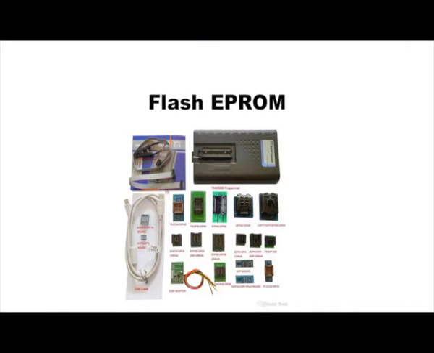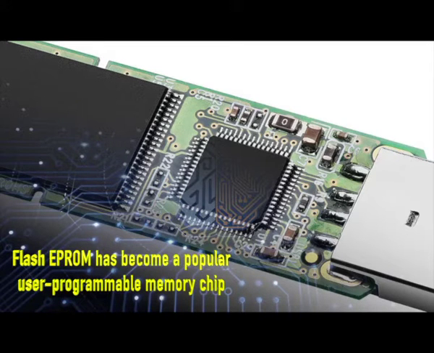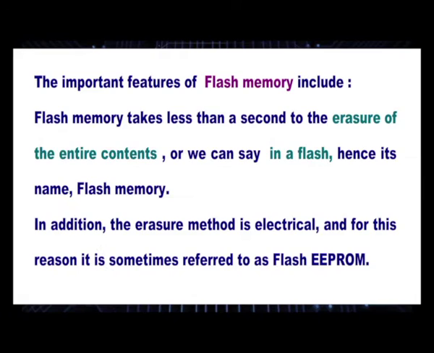Flash EEPROM. The next type of ROM is flash memory. Flash EEPROM has become a popular user programmable memory chip. The important features of flash memory include: first, flash memory takes less than a second to erase its entire contents, or we can say in a flash, hence the name flash memory. In addition, the erasure method is electrical, and for this reason it is sometimes referred to as flash EEPROM.